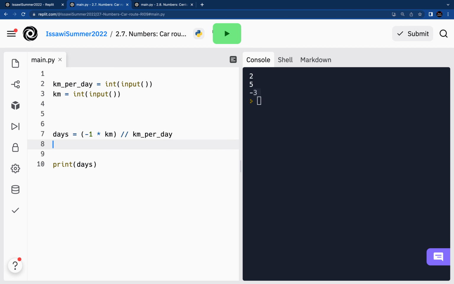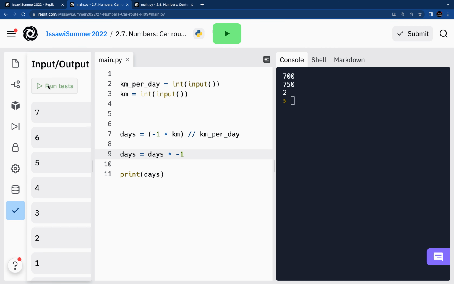So what can I do? I could just say days equals days times -1 to make it positive again. In which case, 2 kilometers per day, if I need to travel 5 kilometers, I need 3 days. Let's try it again. If I go 700 kilometers a day and I need to travel 750 kilometers, I also need 2 days. If I run my tests, it all works out just perfectly. And that's how you do 2.7. It's a little bit of a trick, but this trick comes in handy.